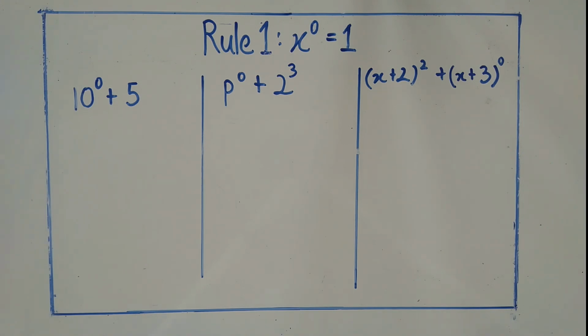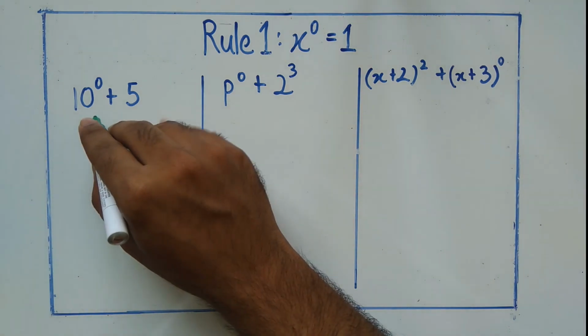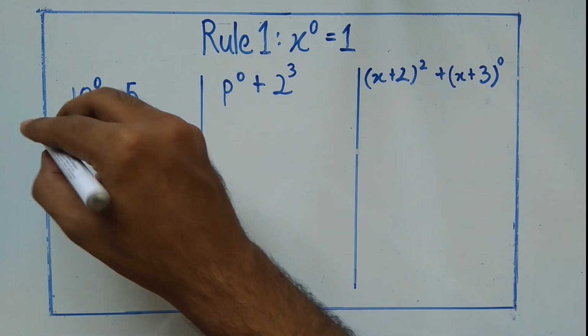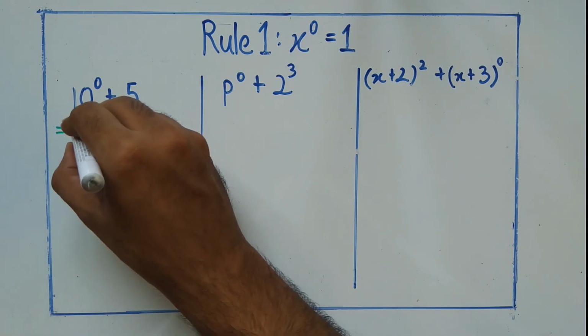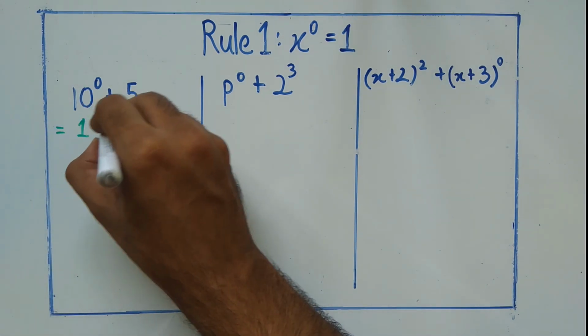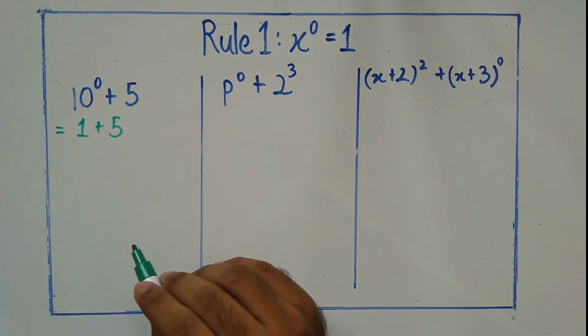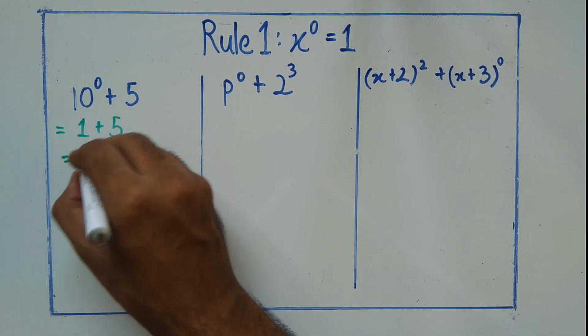In the first example, we have 10 to the power of 0. By following the rule, we can equate it to 1. Then we add both numbers to get 6.